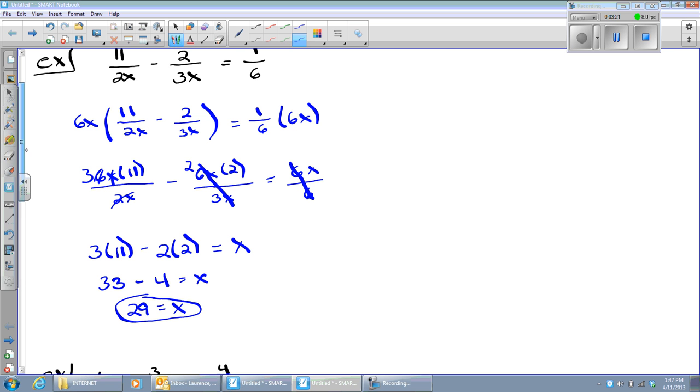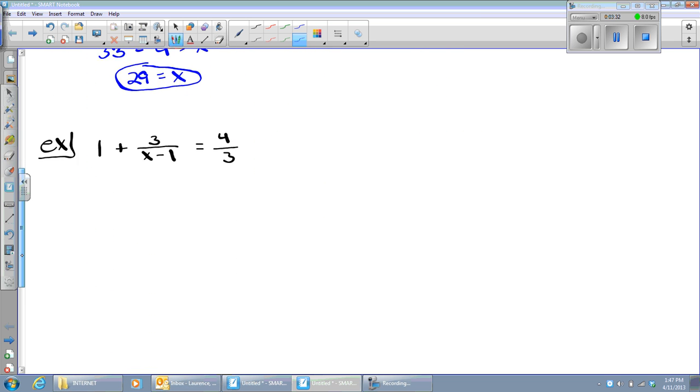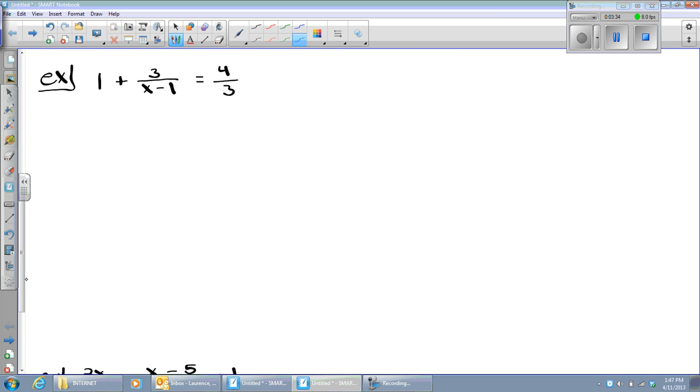Our restrictions, x cannot equal 0. All right, so that one wasn't too bad. I was just warming you guys up. All right, now start this one. So our common denominator, this one's easy.